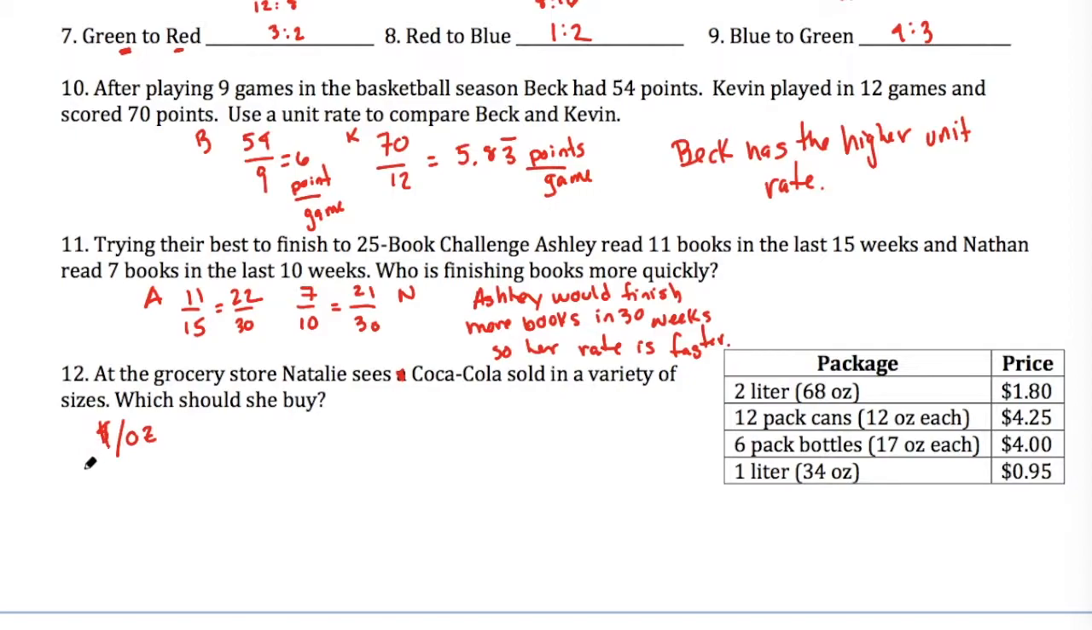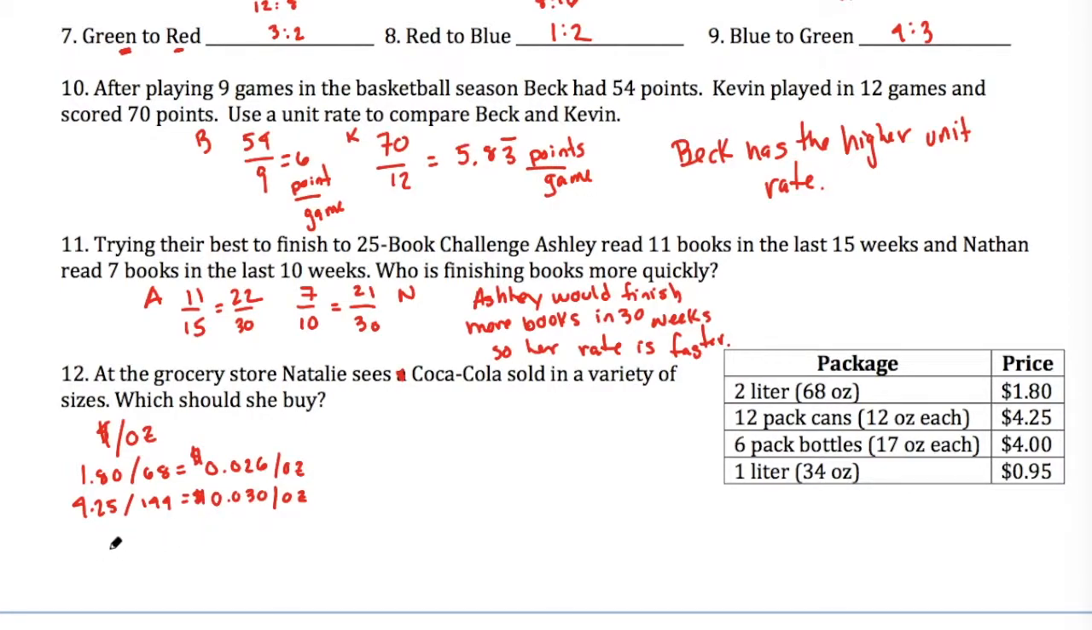So if we do that, we're going to basically go through each of these. So $1.80, if we divide that by 68 ounces, we get 0.026 dollars per ounce. If we look at the next package, it's $4.25 for 12 times 12. So that's really 144 ounces. So if we do that, we get 0.030, and that's dollars per ounce.